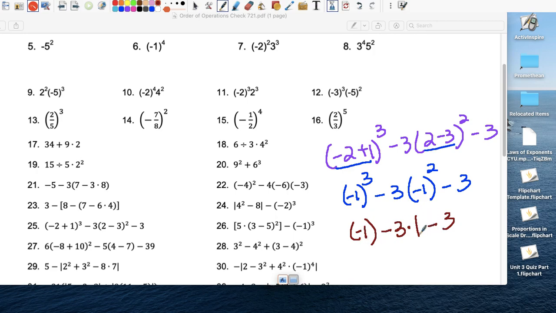All right, now we have order of operations, right? We still have a multiplication. So before you start subtracting anything, we have to take care of that. So we have negative 1, and then 3 times 1 is just 3. Now I can subtract. Negative 1 minus 3 is negative 4, and then negative 4 minus 3 gives me negative 7.